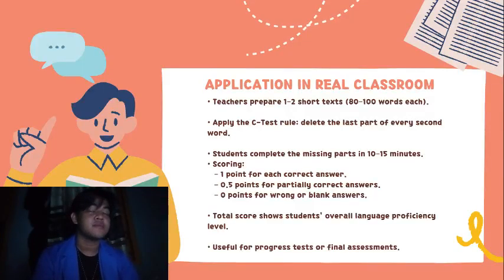In the classroom, teachers can use the C-test easily. First, they prepare one or two short texts with about 80 to 100 words. Then, they delete part of every second word. Students get around 10 to 15 minutes to finish the test. For scoring, teachers can give 1 point for each correct word, half a point if it's almost correct, and 0 for wrong or missing answers. The total score shows the student's language level, and it can be used for progress tests or final exams.